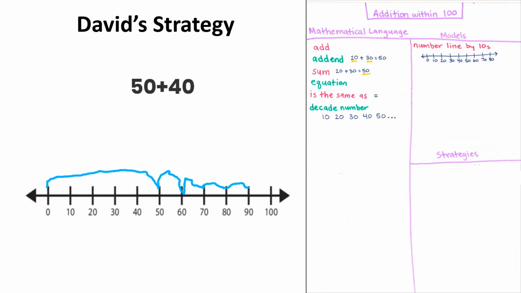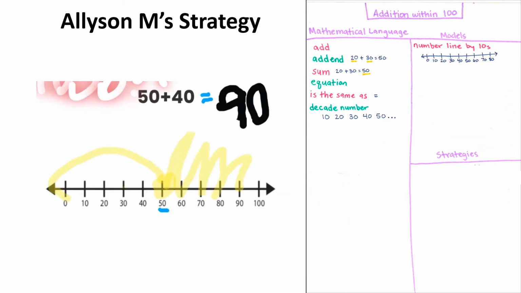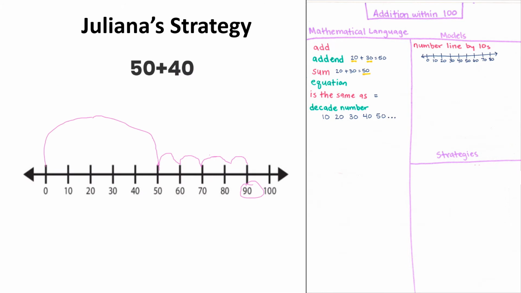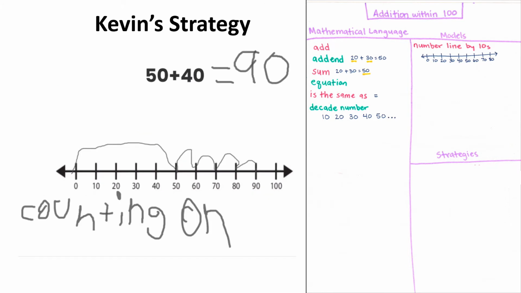Now let's see how some of our mathematicians found the sum. Do you notice which strategy these mathematicians are using? Here's David's strategy. Allison M's strategy. Juliana's strategy. And Kevin's strategy. Kevin even labeled the strategy he used, counting on by tens.